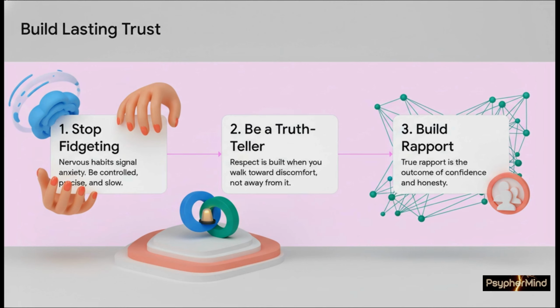Second, be a truth teller. Don't shy away from the hard conversations. Real respect is built when you walk toward discomfort, not away from it. And that leads to the third step, building lasting rapport, which is really just the natural outcome of combining that quiet confidence with fearless honesty.